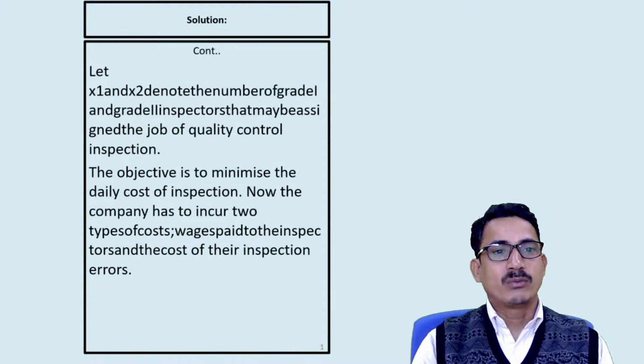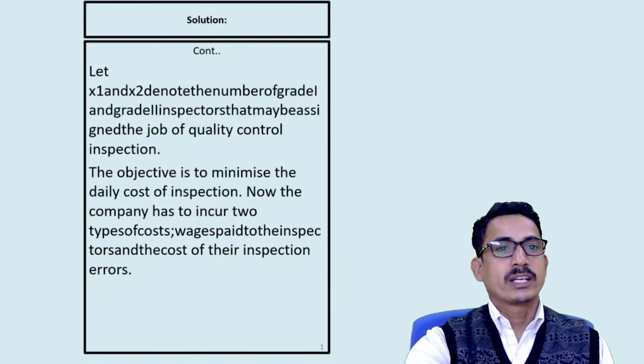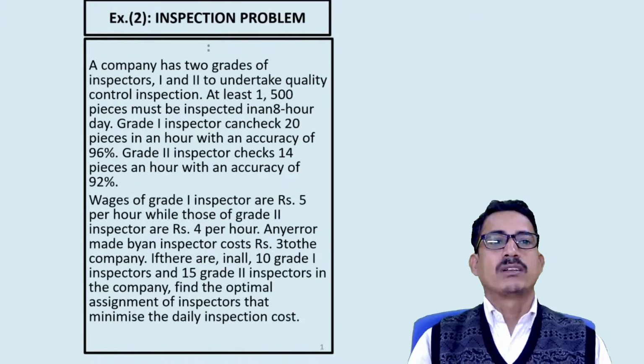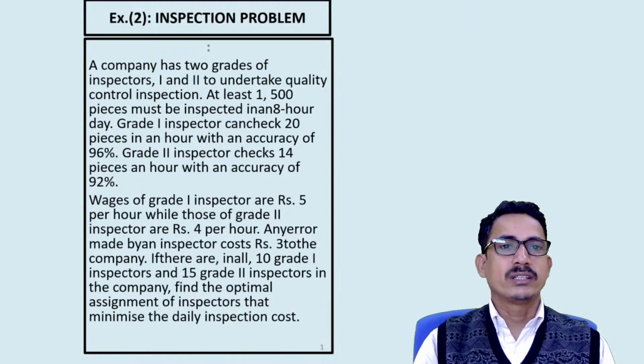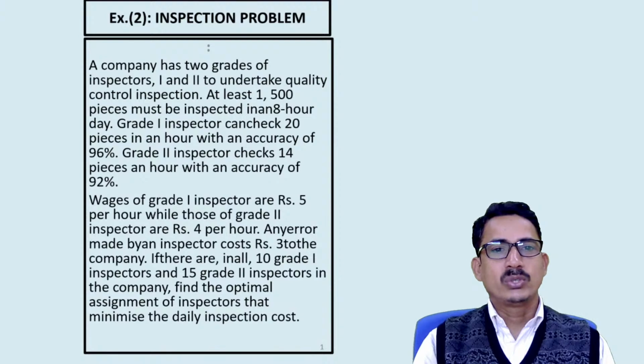But always you have to define what x1, x2 are. Why do you take x1, x2? Because you have two grades of inspector, inspector 1 and inspector 2. The discussion is all about the grade 1 inspector and grade 2 inspector. To link the two variables, x1 has to be linked with the grade 1 inspector, and x2 should be linked with the grade 2 inspector. Or else you can take x, y also, because here only 2 variables are required. But the moment you get 3 or 4 variables, it is always better to take x1, x2, x3, x4 like this.